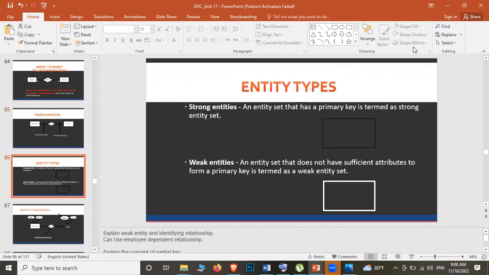And then entities have types. There is something called a strong entity, and something called a weak entity. If we take strong entity as an example, an entity set that has a primary key is termed a strong entity set. Some entities do not have a primary key. So some have a primary key, some don't. We'll check another scenario, then you will understand.